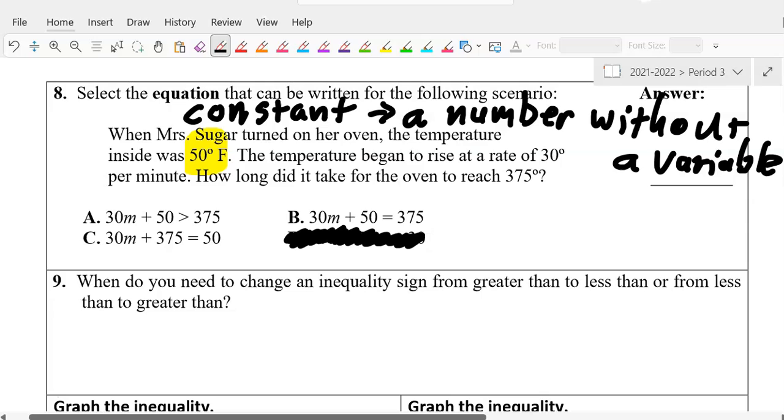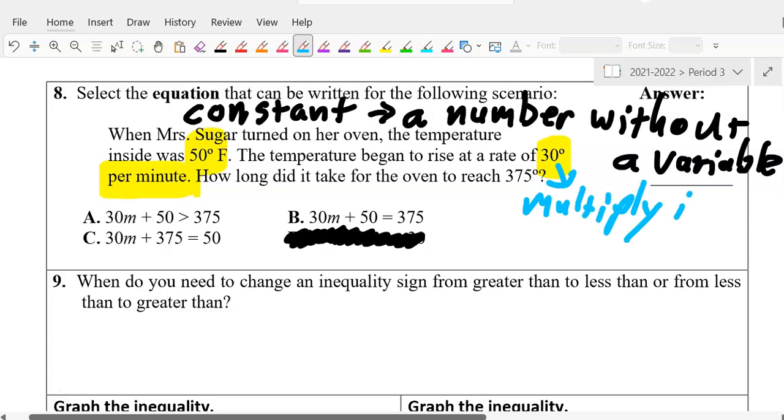Next sentence. The temperature began to rise at a rate of 30 degrees per minute. What does that tell us? That we're multiplying. Circle 30 per minute. That tells us that we're multiplying. And I'll explain that a little bit.